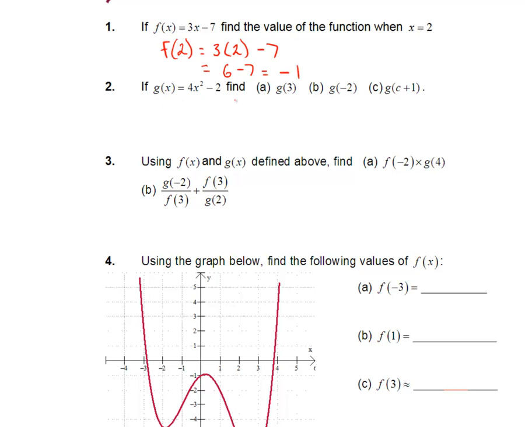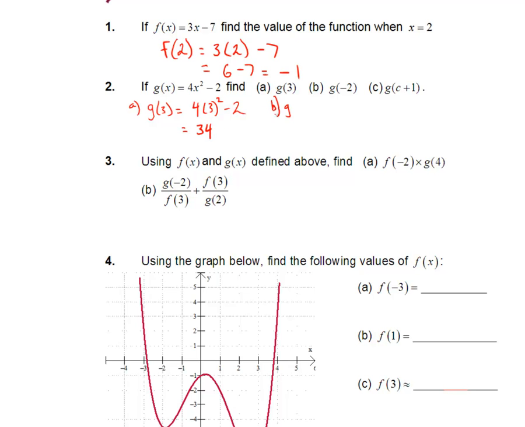In this function, we're asked to find g of 3, g of negative 2, and g of c plus 1. It doesn't matter what's in this bracket. We take the function g, and we replace x with whatever is there. So, for example, a, we're going to have g of 3 is equal to 4 times 3 squared minus 2, which is 9 times 4. 3 squared is 9, 9 times 4 is 36, minus 2 is 34.